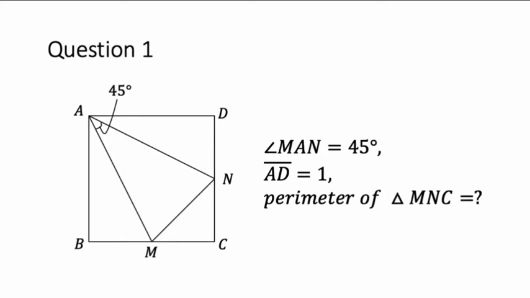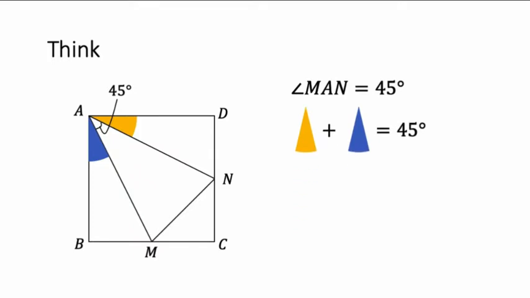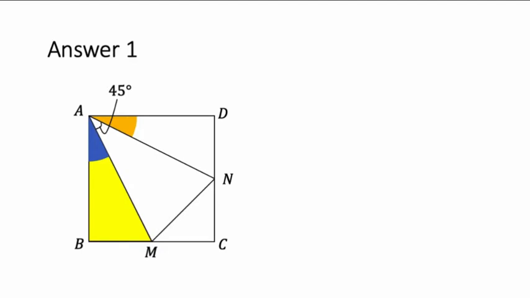Well, to answer this question, we'll have to think about something. Because MAN equals 45 degrees, this means that the angle DAN plus the angle MAB will also be equal to 45 degrees. From these two, we can get a hint. We'll try to combine these two angles, and this is the key for this problem. We'll replicate the triangle ABN and rotate it by 90 degrees. In this way, we can form the triangle AM'D.